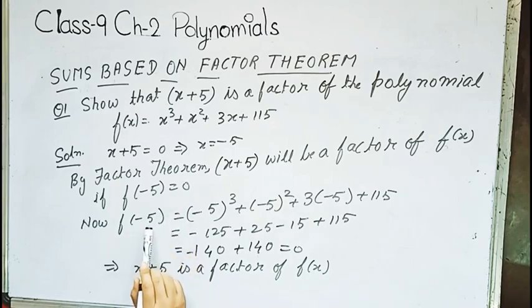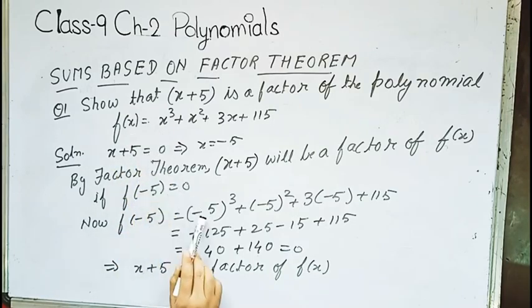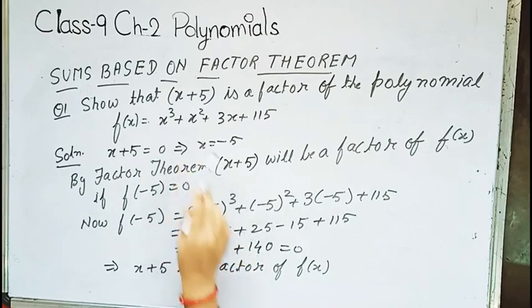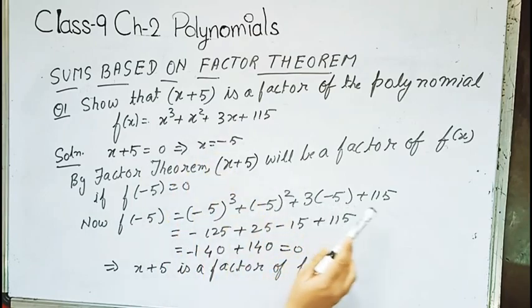Now f(-5) we can calculate by simply substituting x = -5 in f(x). So f(-5) will be (-5)³ + (-5)² + 3(-5) + 115. When we solve this, we get 0. Therefore x + 5 is a factor of f(x). Hence proved.